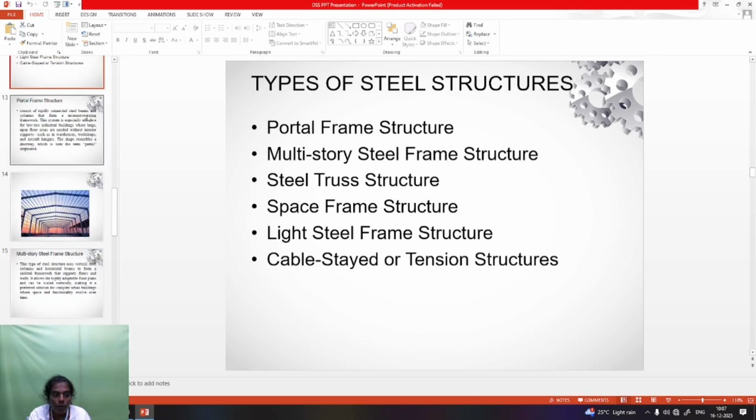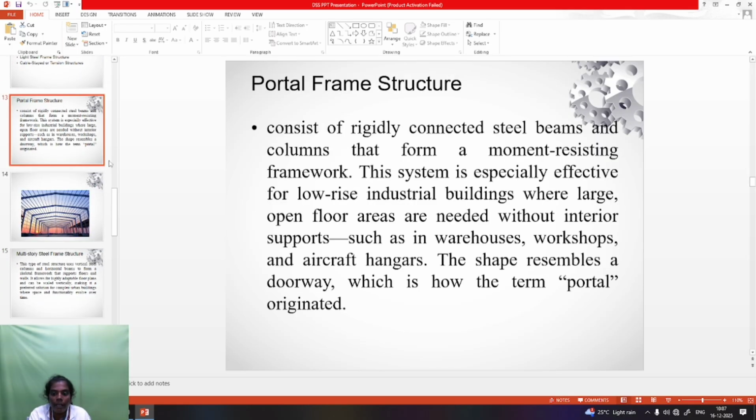So first one is portal frame. Portal frame means the beam and column. Column is also known as stud member. The stud and beam are connected rigidly. This is a moment resisting framework. The beam and column connection is normally used for workshop buildings. So portal frame structure is used for workshop buildings, industrial buildings, low rise. Only very low height means you use that portal frame structure.